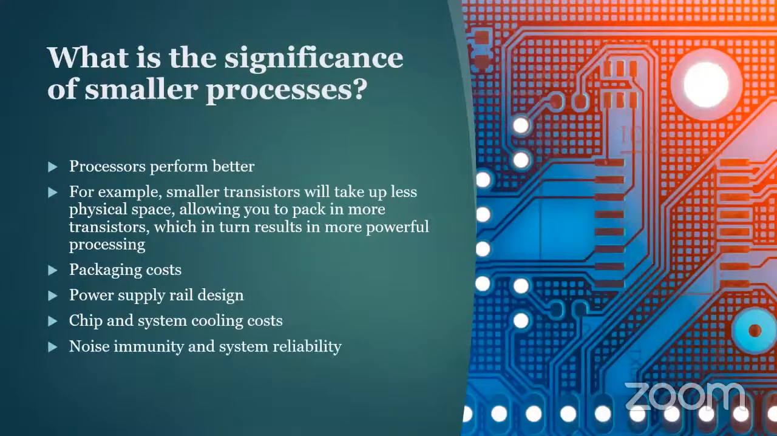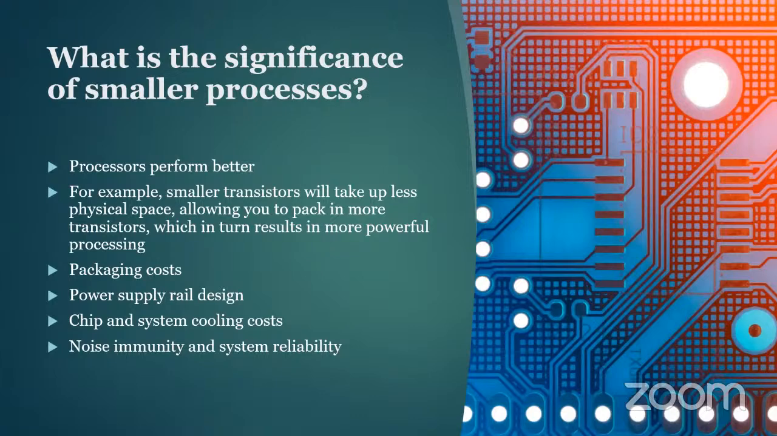Noise immunity and system reliability. Now, let me tell you about the noise immunity first. What is noise immunity? First you should know what is noise margin. Noise margin expresses the ability of a circuit to overpower a noise source, and immunity describes the ability of the system to process and transmit information correctly in the presence of noise. Or in simple words, noise immunity is the basic ability of any system to reject the noise which it receives and clearly understand whatever input is being received.